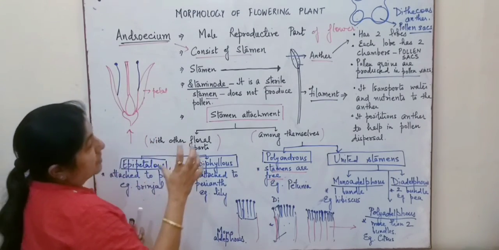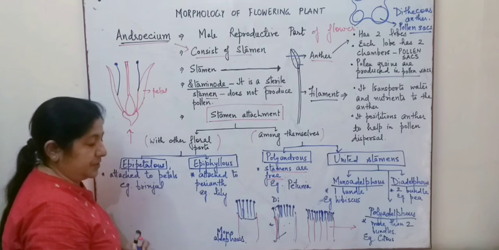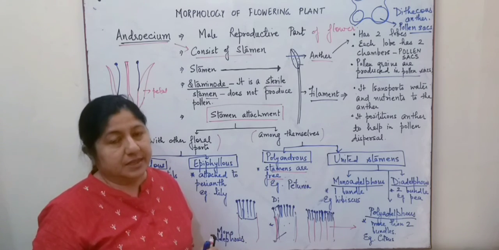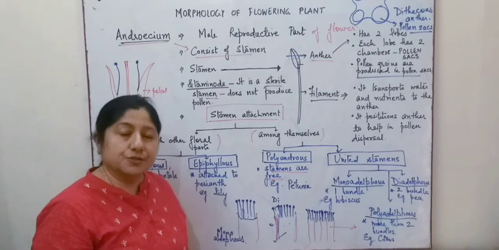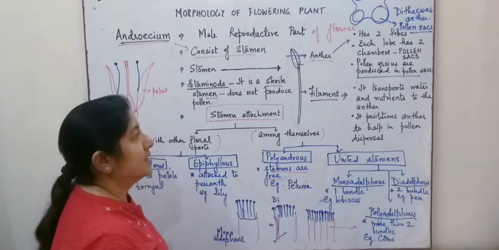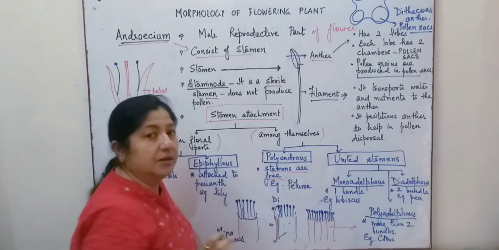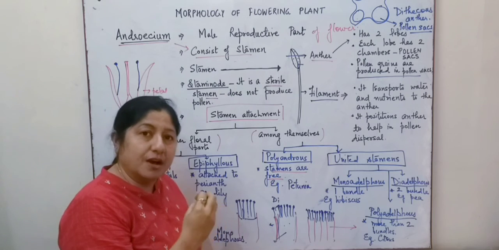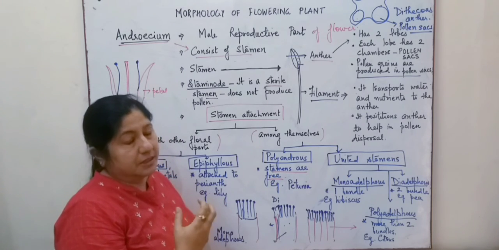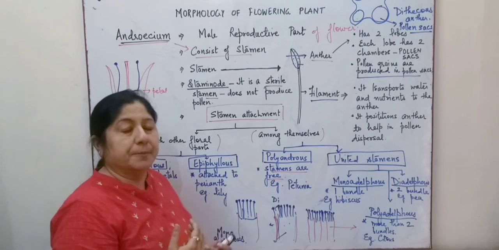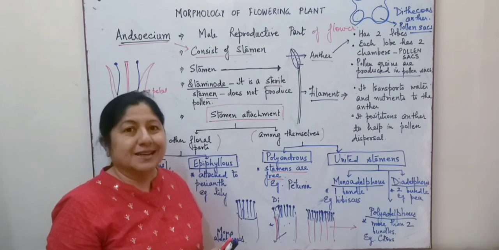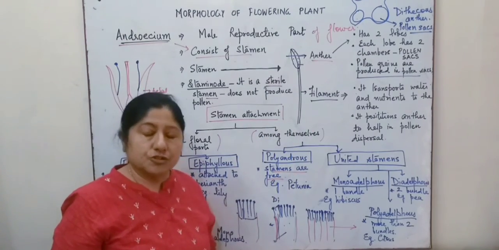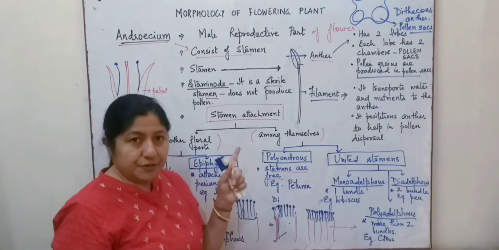Another important thing is the length of the filament. The filament length is not uniform in all flowers. It differs in different kinds of flowers. Since the filament has a major role in exposing the anther for easy pollen dispersal, the length of the filament also affects the dispersal of the pollen. So depending upon the length of the filament, pollen dispersal is brought about. There may be a lot of variations in the length of the filament.